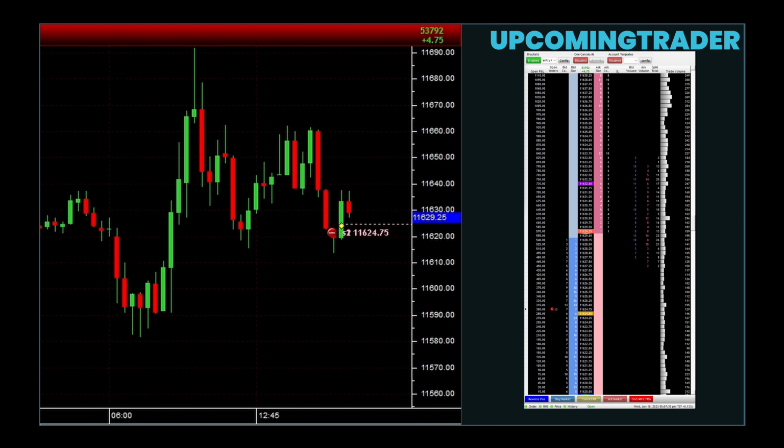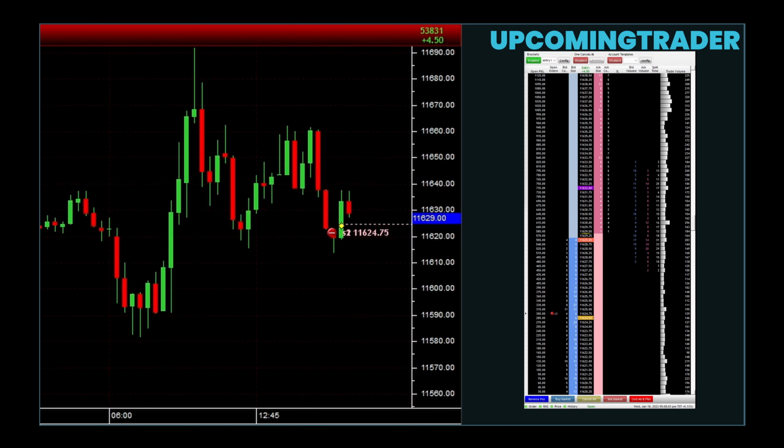Now, how do you make the TPO strategy even stronger? You can combine it with other tools. One tool that works really well with the TPO strategy is called the volume profile. This tool shows how much volume was traded at different price levels. When the volume profile lines up with the TPO analysis, it can give you extra confidence in your trades.